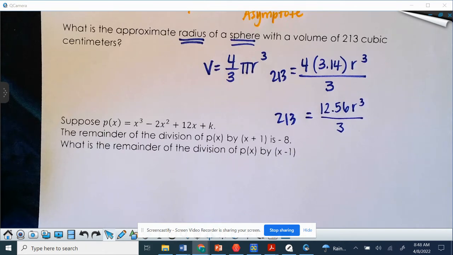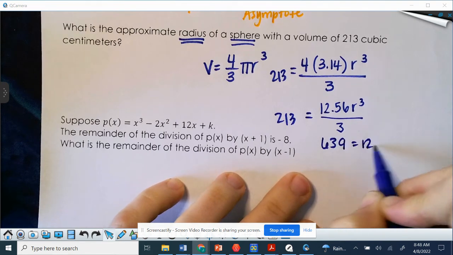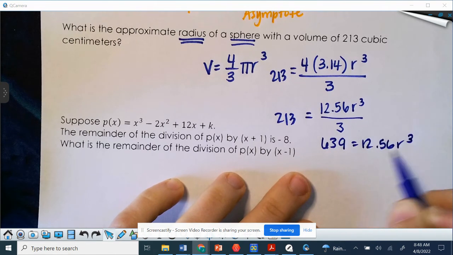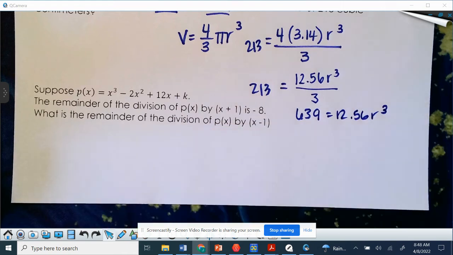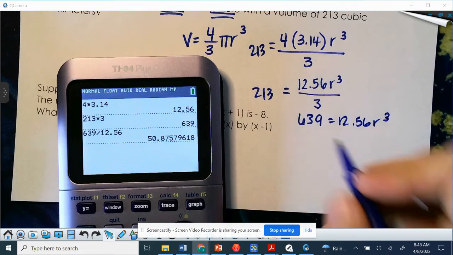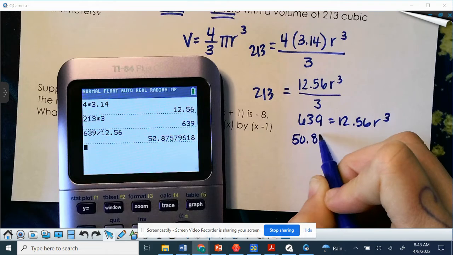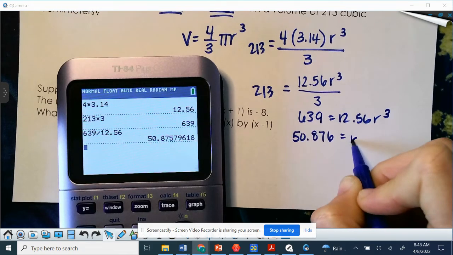So 213 times 3 is 639, which equals 12.56 r cubed. Not that 12.56 is beautiful, but it does actually stop at 12.56 in the calculator. That's not a rounding or anything crazy like that, and it's only 2 decimals to keep up with. So now I'm going to do 639 divided by 12.56, and I get 50 point all those ugly things. So 50.876 equals r cubed.